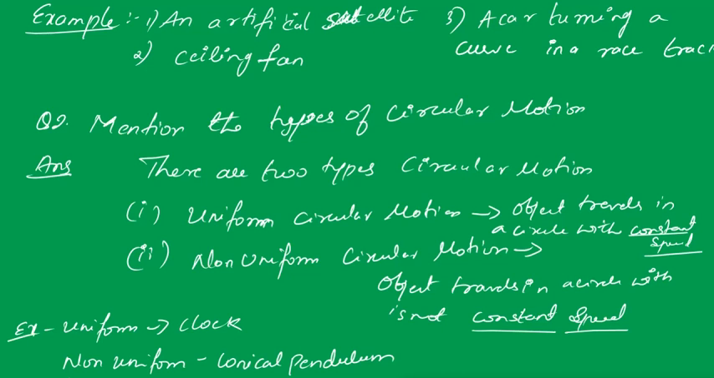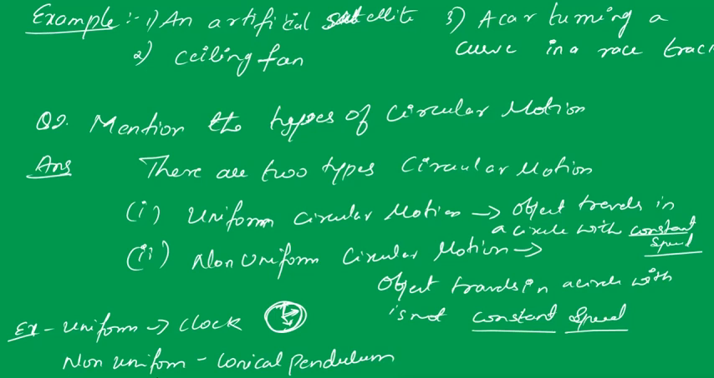So here comes the example for uniform and non-uniform. The best example for uniform motion is a clock. So the question comes, how is a clock in uniform circular motion? In a clock the point is fixed and the needles move according to seconds and minutes. Even though the needle has acceleration due to movement, they move at a constant speed in a circular path. So the speed is constant here. So it is an example of uniform circular motion.